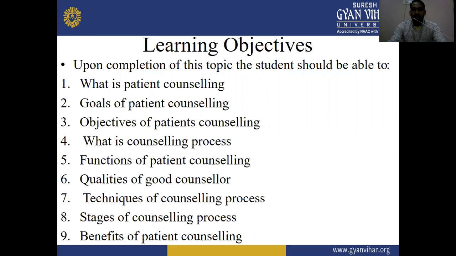Upon completion of this topic, the student should be able to explain what patient counseling is, the goals of patient counseling, the objectives of patient counseling, what the counseling process is, the functions of patient counseling, the qualities of a good counselor, the techniques of the counseling process, the stages of the counseling process, and the last one, the benefits of patient counseling. These are the learning objectives of this topic.